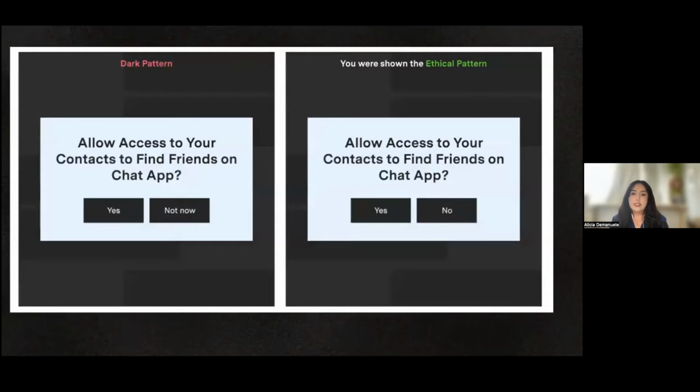An example of this is where a designer requests something but doesn't allow the user to permanently decline the request. So as you can see on the left with the dark pattern, the user can only choose to allow access now or potentially later, whereas the ethical pattern on the right allows for an immediate decline.